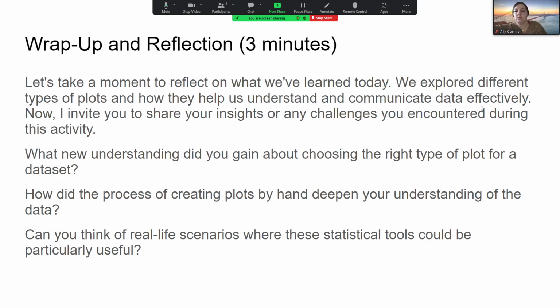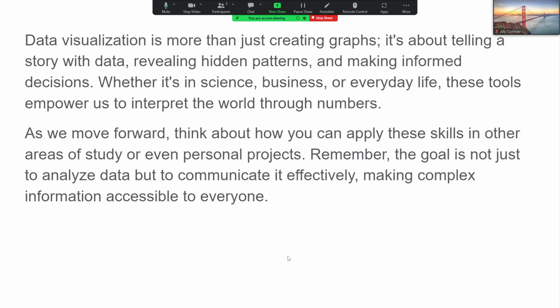And then lastly, they would just go through a warm up and reflection where they reflect on what they learned today. What new understanding did you gain about choosing the right type of plot, right? What are the benefits to some of them? What are the drawbacks? How did the process of creating the plots by hand deepen your understanding? And can you think of real life scenarios where statistical tools like this would be particularly useful?